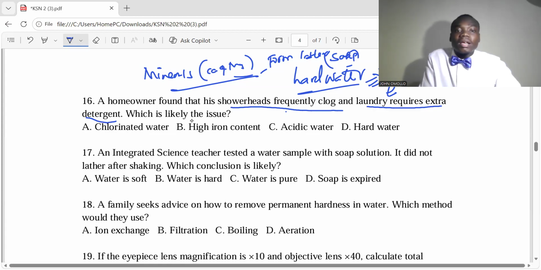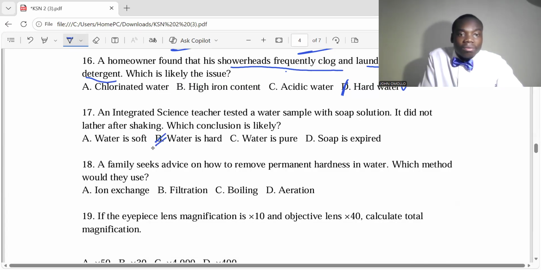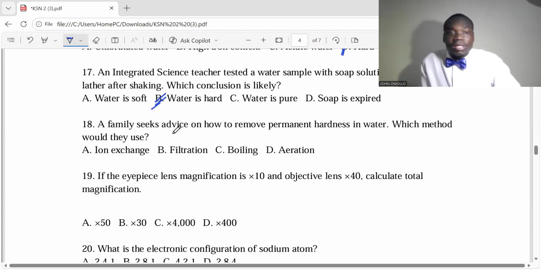So which is likely the issue? Hard water is the issue. An integrated science teacher tested a water sample with soap solution. It did not lather after shaking. Which conclusion is likely? The water is hard. If it does not lather easily with soap, the water is hard.